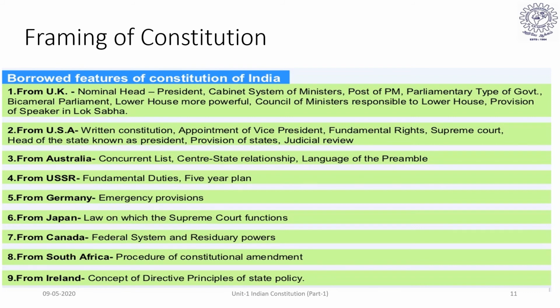The written constitution, appointment of vice president, fundamental rights, Supreme Court, head of the state known as president, provision of states, judicial review were borrowed from the USA. Concurrent list, center-state relationship, language of the preamble have been borrowed from Australia. Fundamental duties, five-year plans are borrowed from USSR. Emergency provisions are borrowed from Germany.